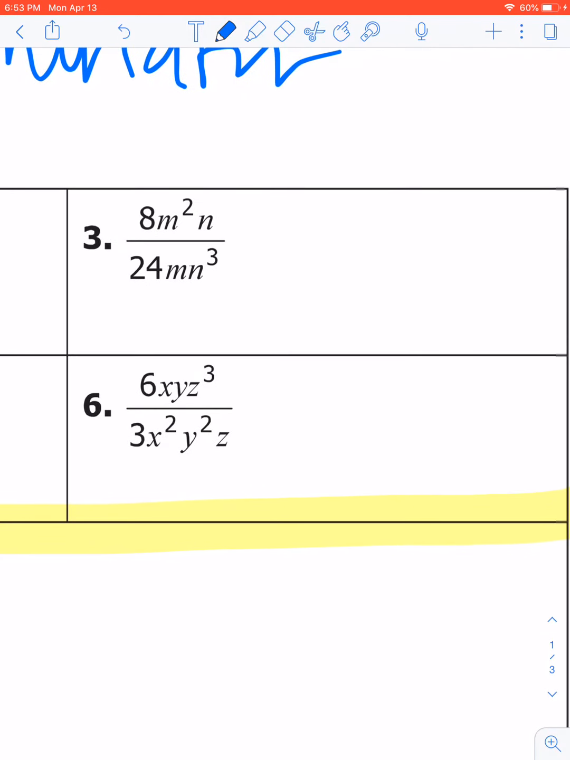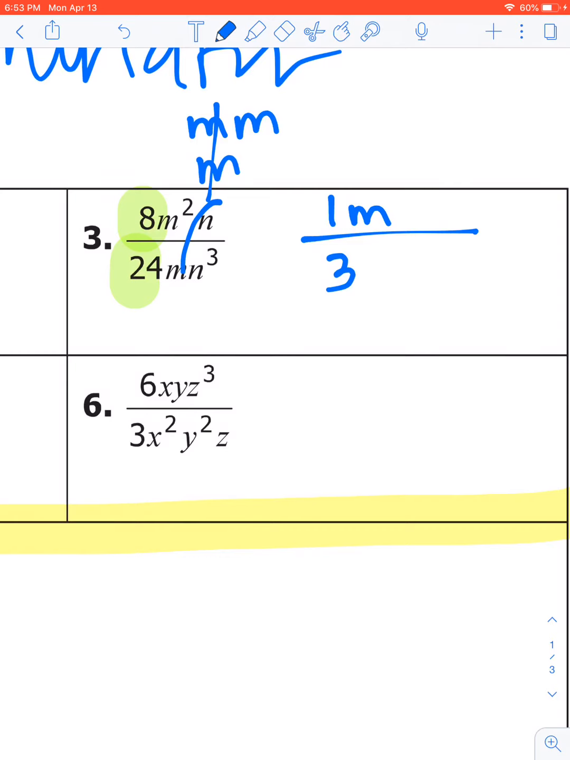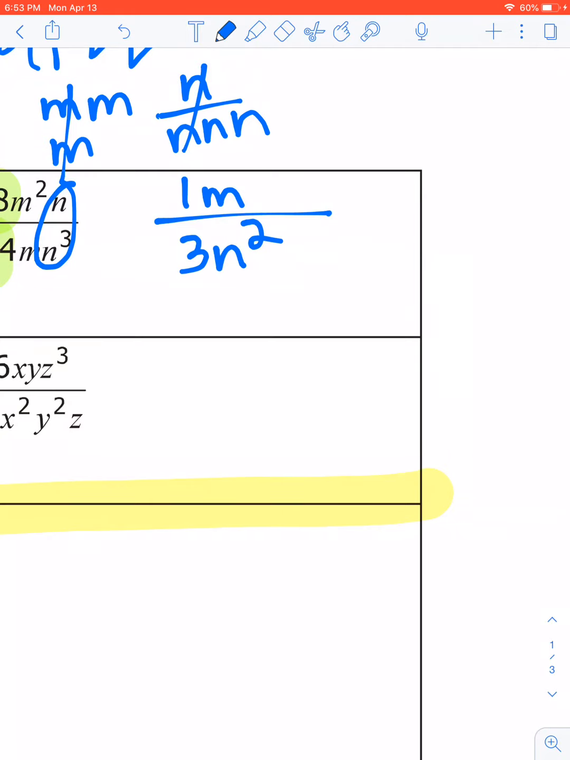Let's look at problem 3. Start by looking at the number family. Reduce 8/24 using your brain or a calculator. It reduces to 1/3. Now, the M family has 2 M's up top and 1 M on bottom. So I'm left with 1 M on top. And then when I look at the N family, I have 1 N on top and I have 3 N's on bottom. So that leaves me with an N squared on bottom. Please note that an answer key might not post the 1. They just might post the final answer as M over 3N squared.